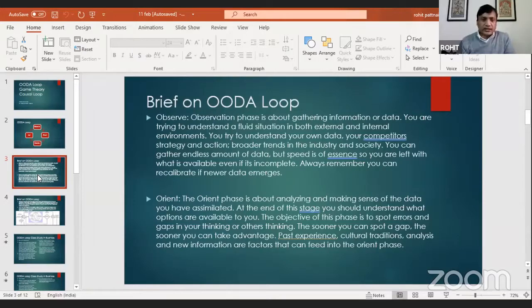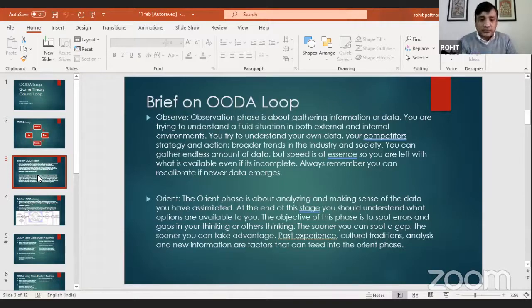Now, you can gather endless amounts of data, but speed is of essence. So you're left with what is available, even if it's incomplete. Always remember there's something known as the fog of war in military strategy. That basically means you never truly have the entire picture because of the fluidity of the environment. So with the best possible available data at that point, you take a decision, and as new data emerges, you go back, revise your decision, and take another step.